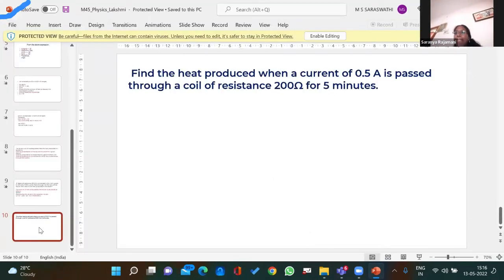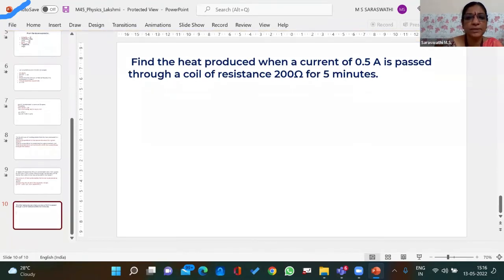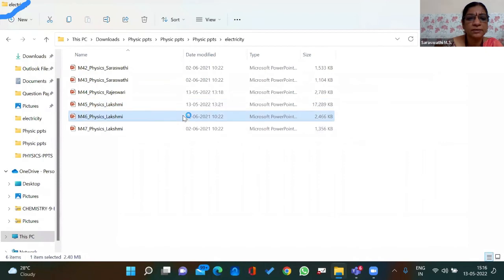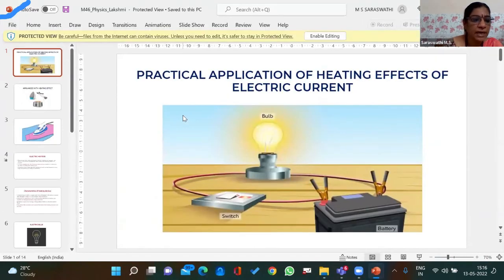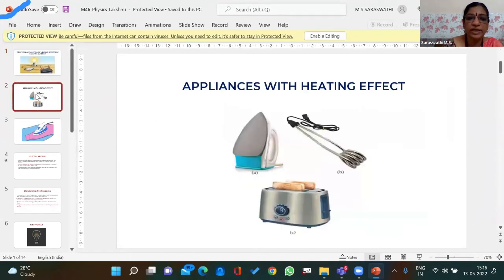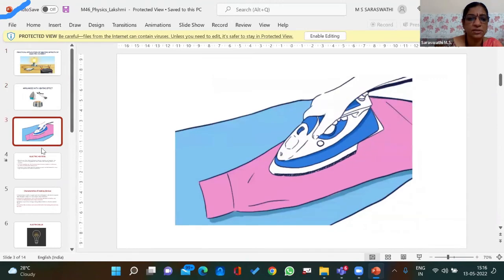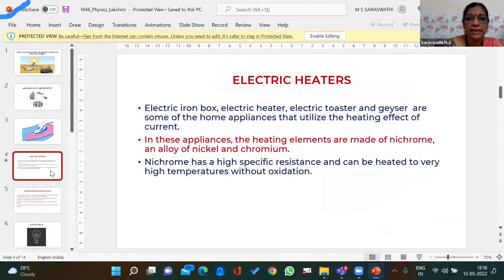I think that's all we have. Heating effect is okay. Shall we go to the next concept? Practical applications of heating effect, I think you know. Heating effect, iron box, electrical heaters. Why do we use alloys for making heating elements?